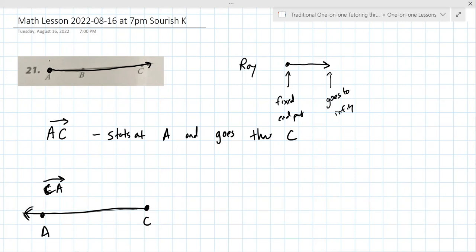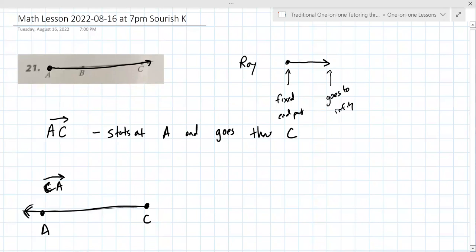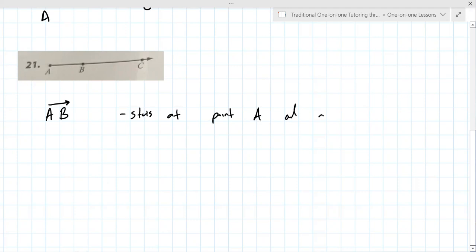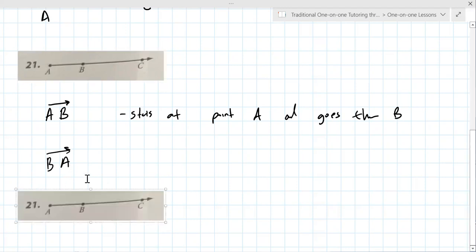So one way to label this one is ray AC. Let me give you the other one here. I'm going to just copy this down. The other way to label this is ray AB. This means that it starts at point A and goes through B. But notice that it's not the same as BA. BA means that it starts at B and goes through A to the left, and that's obviously not the same picture as above. So we don't want to do that.